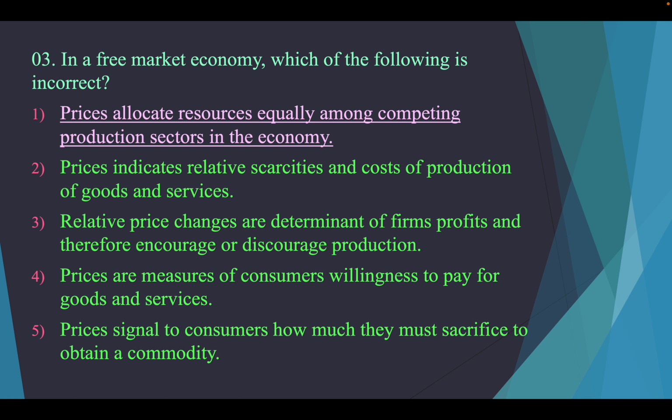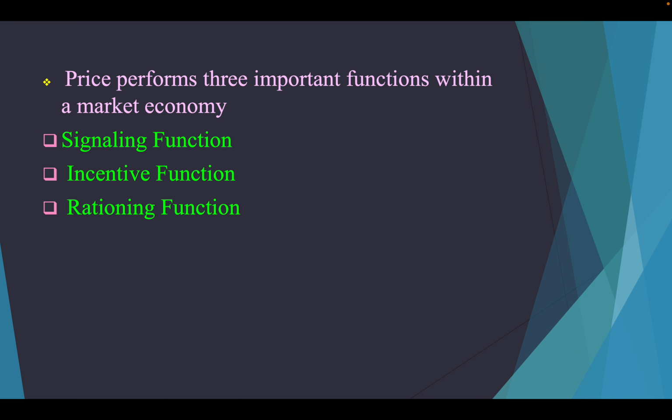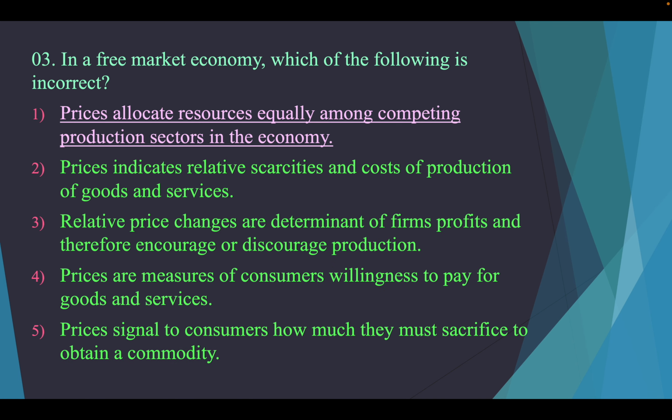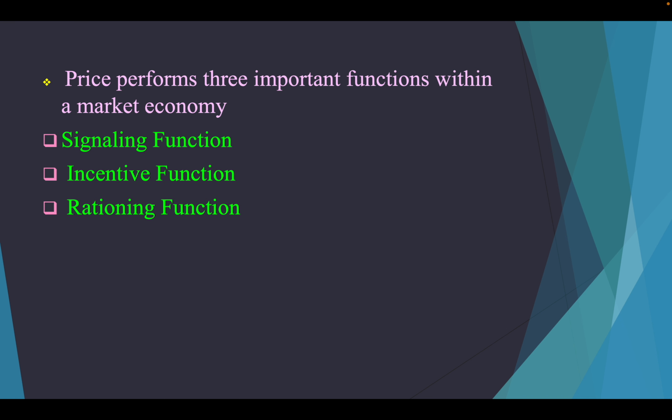Then the other answers mention the price. Here the price performs a signaling function, an incentive function, and a rationing function. That means it gives signals, incentives, and rationing to the producers and consumers. They take decisions based on the price. So the other answers are the correct answers, and they mention the price.